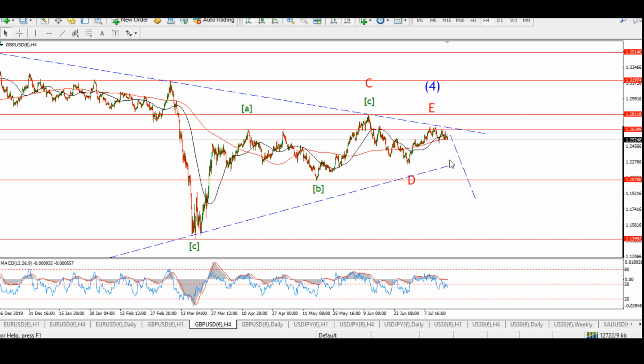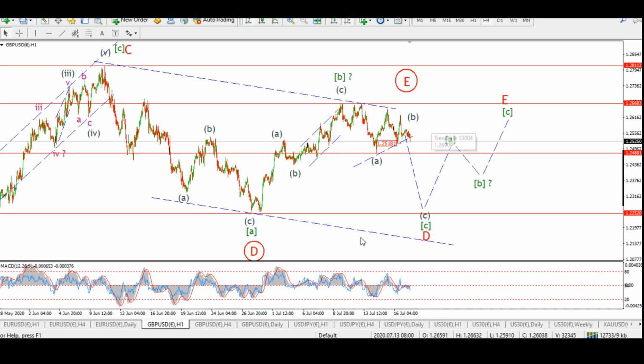Possibility, maybe not probability just yet. We either have wave D done at the recent low and we're working on wave E, which is shown here, or we have a longer wave D and we will work on a lower wave E to come. And that lower wave E would probably sit within this trend channel again.